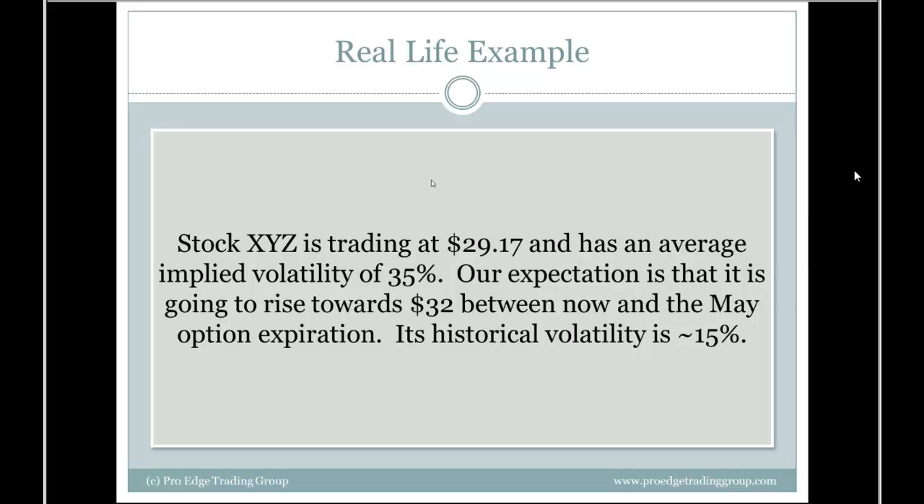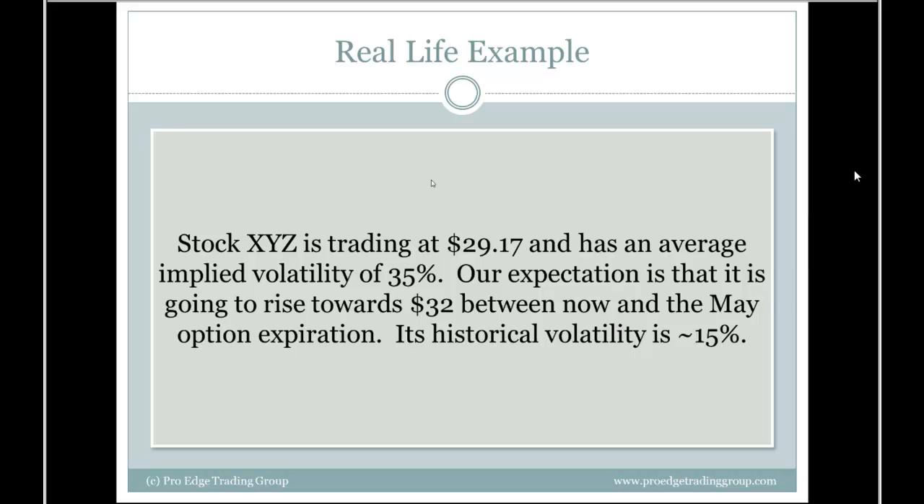It's trading at $29.17. I literally took this from the market just a couple minutes ago. These numbers are all live numbers. And I just used XYZ because I don't want people focusing on the stock. I want people focusing on the concept. It has an average implied volatility right now of 35%. Our expectation is that the price of the stock is going to rise towards $32 between now and the May option expiration. Now, this is an important thing.